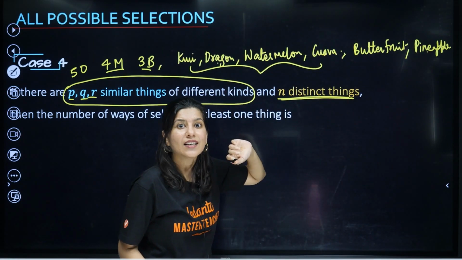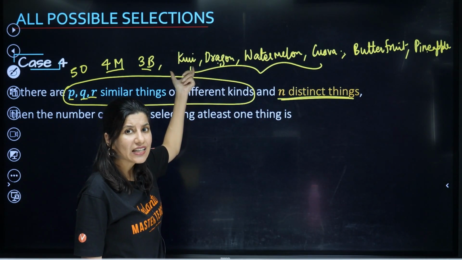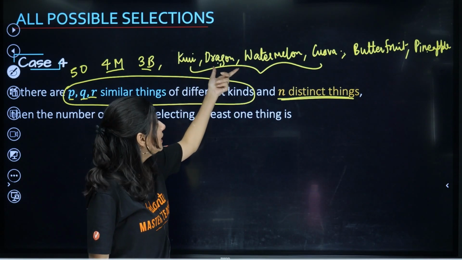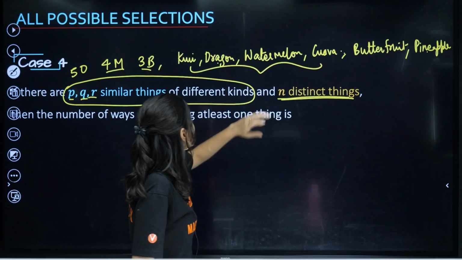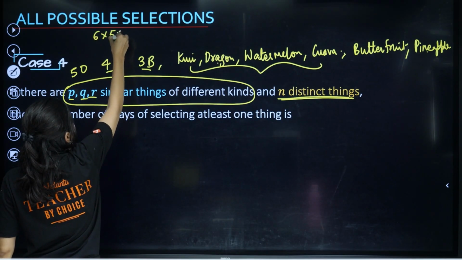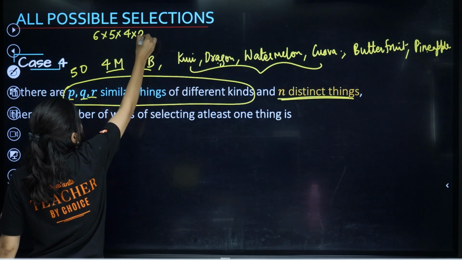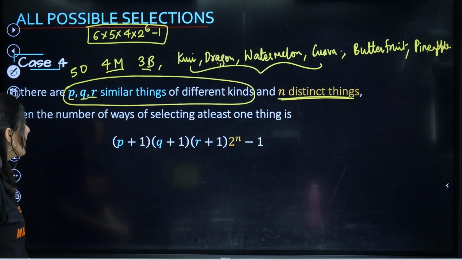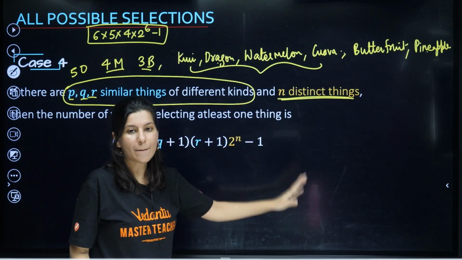6 distinct. Now, kiwi fruit. There are only two ways: whether to take kiwi or not take kiwi. Because I have only a single kiwi. Take it or leave it. 2 ways. Take it or leave it. 2 ways, 2 ways, 2 ways, 2 ways. So 2 raised to power 6. So the answer of this question will be 5 plus 1 is 6, 4 plus 1 is 5, 3 plus 1 is 4, and 1 2 3 4 5 6, 2 to the power 6, minus 1. This will be your answer. In this case the answer will be P plus 1, Q plus 1, R plus 1, and n distinct is 2 raised to power n, minus 1.